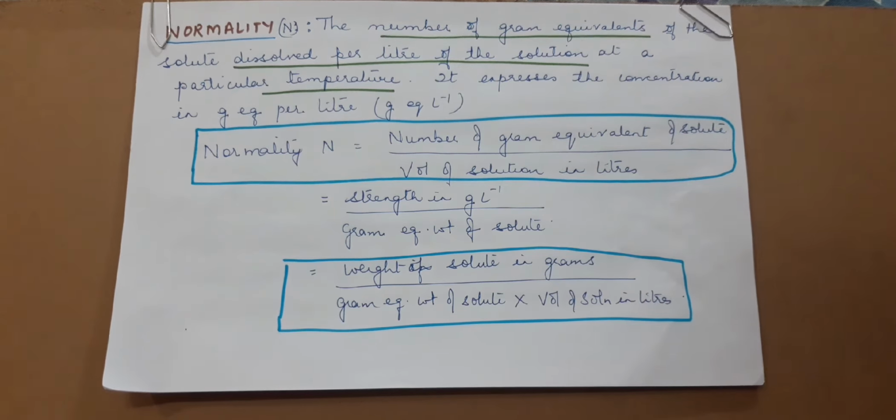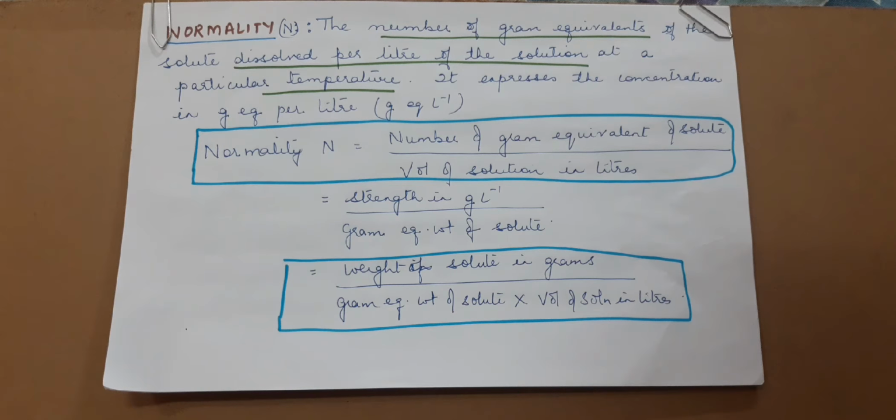So all this while we were doing things in terms of number of moles, right? Molarity was number of moles per liter of the solution. Molality was number of moles per kg of solvent. Now we go on to normality. Here we are going to talk about the number of gram equivalents.